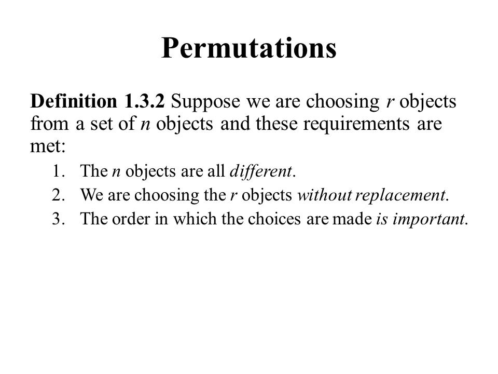Okay. Now, there are really 3 types of counting problems that we're going to look at in this section. The first is what we call a permutation. So to define that, suppose we are choosing r objects from a set of n objects, and these requirements are met. So we've got a large set of n objects, and we're going to choose a smaller number of those. Number 1, the n objects are all different. Number 2, we are choosing the r objects without replacement. Now, without replacement means that we're not going to be able to choose the same object more than once. And then third, this is an important one, the order in which we make the choices is important.